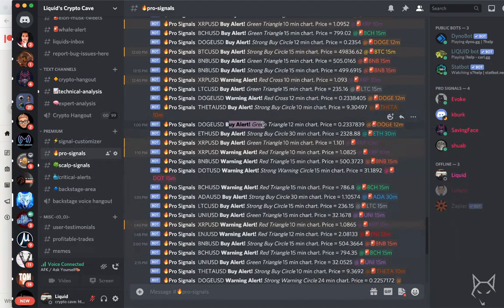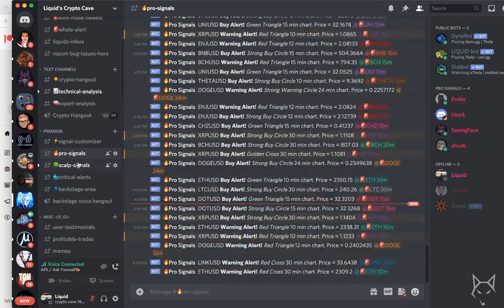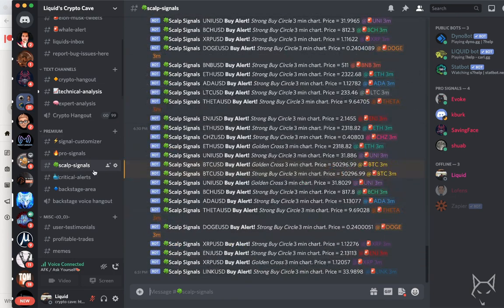This is the green triangle, golden cross, etc., but I'm probably going to add a green triangle emoji. I'm going to add some custom emojis just to add some flavor to this. And on the smaller time frames, there's scalp signals, so it's for really any kind of trader. And then I have critical alerts here. These are one-time signals that I'm sending based off huge time frame crossovers for very pivotal moments in Bitcoin and other coins.